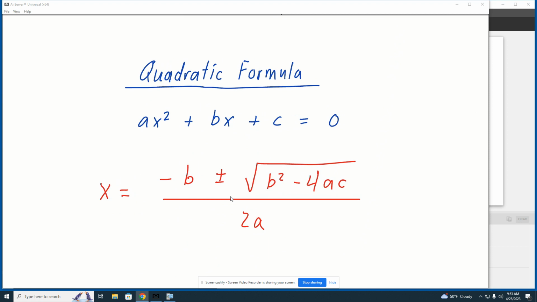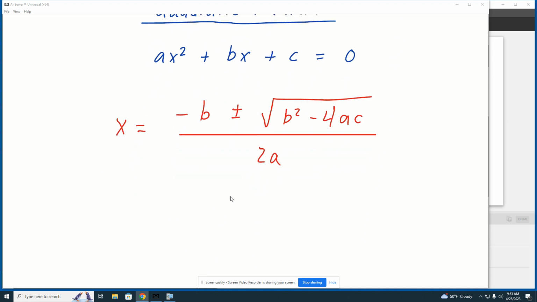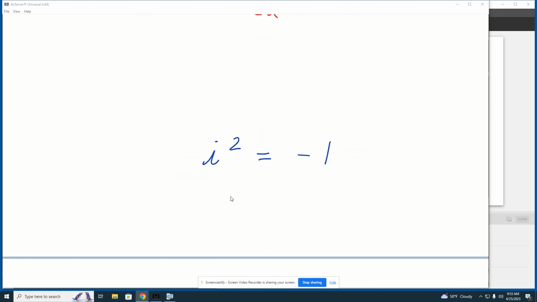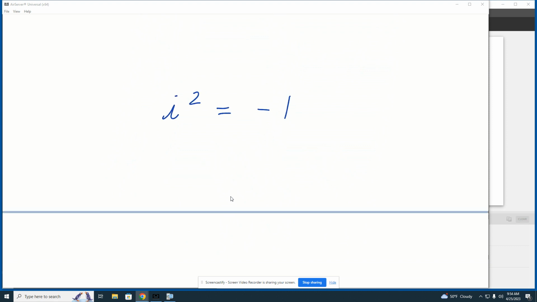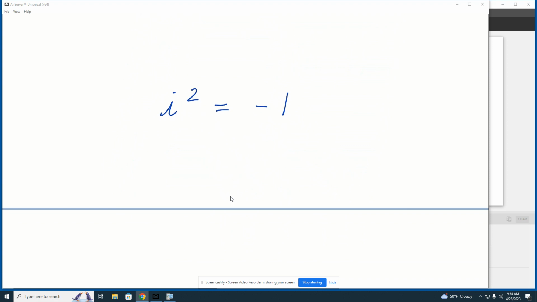This is the one thing that I would love for you to remember. Please don't forget that i squared equals -1. Okay? Don't forget that. i squared equals -1. All right? Now, where do you see this in a problem? Well, here's where you might see it.